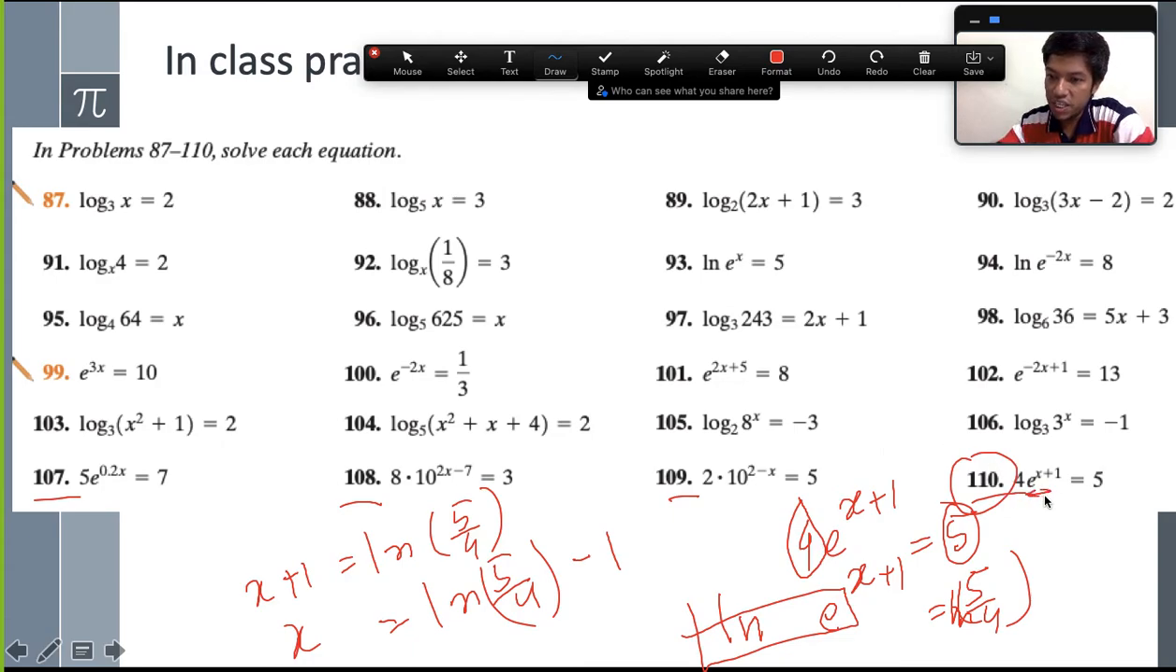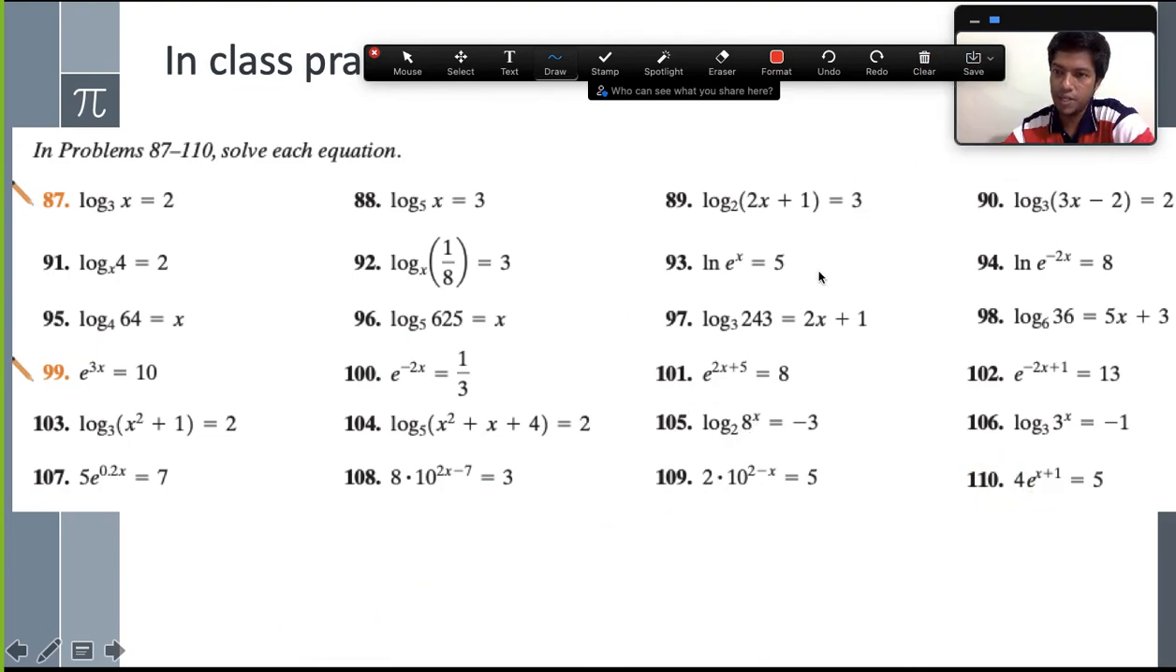If you see e somewhere, then ln is your friend, ln is your solution, by which you can handle this e. Okay? This is the technique, the trick. Let me solve another one, the last one for today's recording.